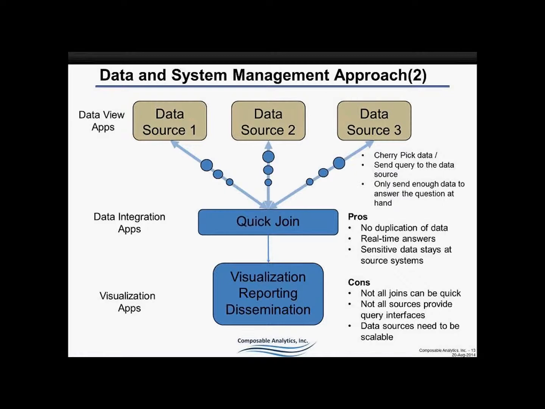But there's some negatives here too, right? Not all joins can be quick. And if you're needing to do a join that's over several 100,000 records, then you're probably going to need an intermediate database to put that in to do the joining. And other things too, right? Not all these data sources actually provide query interfaces. So in that case, you do actually have to put it someplace that will support those queries. And also those data sources need to be scalable as well to handle the load.